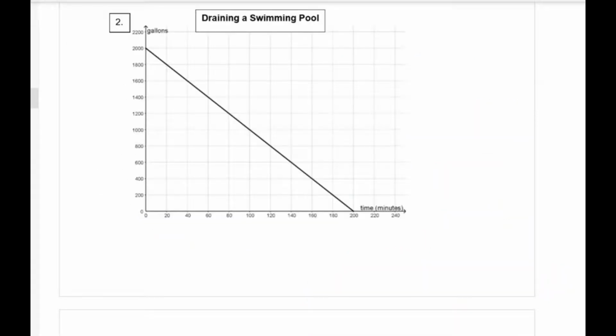The title of this graph is Draining a Swimming Pool. The independent variable is time in minutes, and my dependent variable is gallons. So you can see that over time, the gallons of water in the swimming pool is decreasing. I guess we're draining the swimming pool. We're going to look at the rate of change with this problem in a slightly different way.